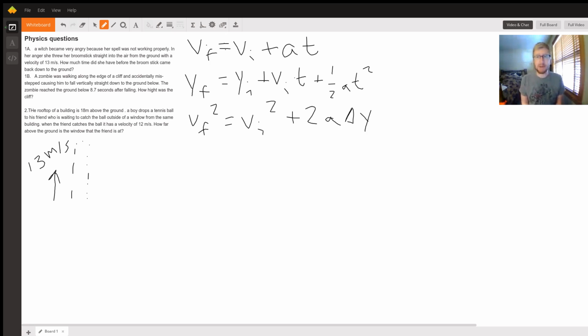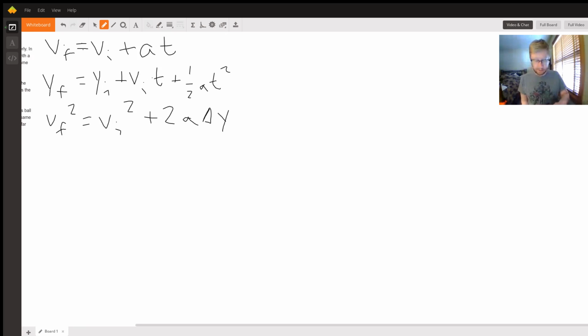Now with kinematics equation problems, there's always several ways to solve it. For objects that are falling, I think the simplest one is always to use this middle kinematics equation. The final position equals the initial position plus the initial velocity times time, plus 1/2 at squared. So that's what I'm going to use for this one. And you'll see why, because good things happen when you do.